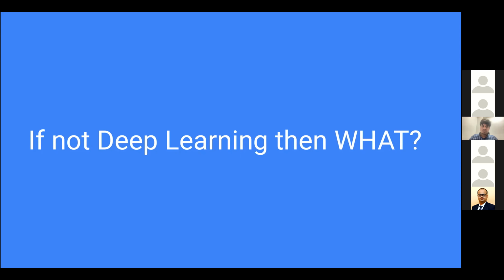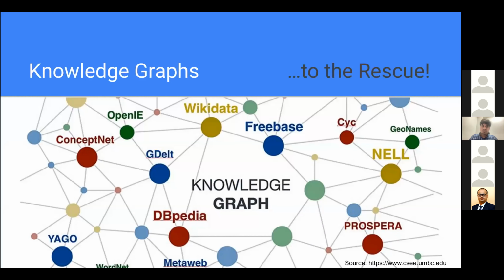So with that understanding of the need for knowledge graphs, let's take a look at some of the popular knowledge graphs that are out there. I have titled the slide knowledge graphs to the rescue. These are some of the popular knowledge graphs that have been published on the web. DBpedia is a great resource and a huge knowledge graph available on the web. Wikidata is another. Freebase, GeoNames, Yago, ConceptNet, OpenAI are some of the other popular knowledge graphs that are out there.